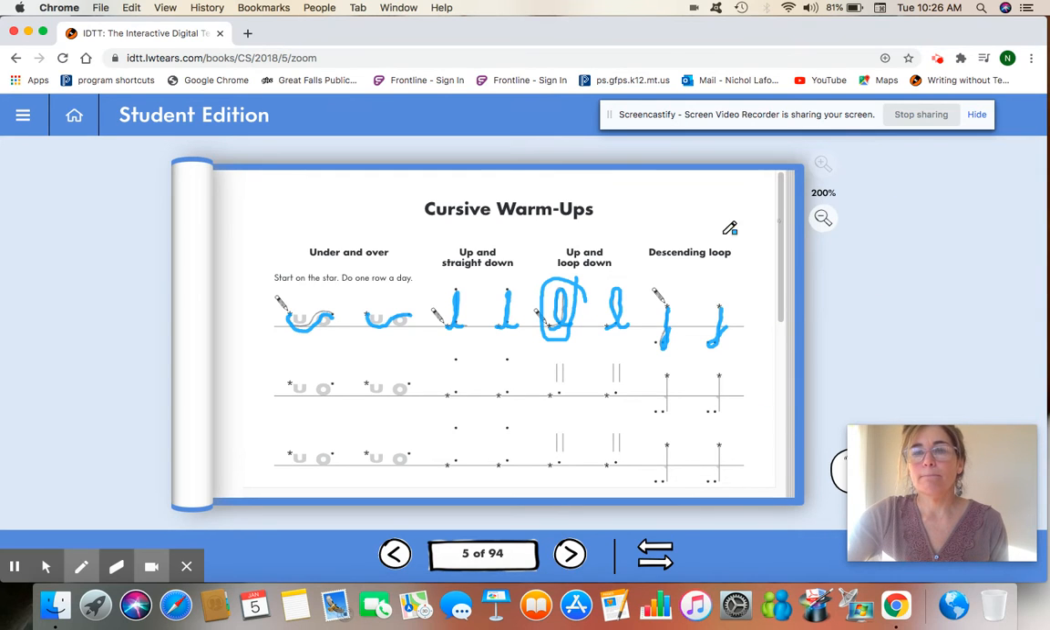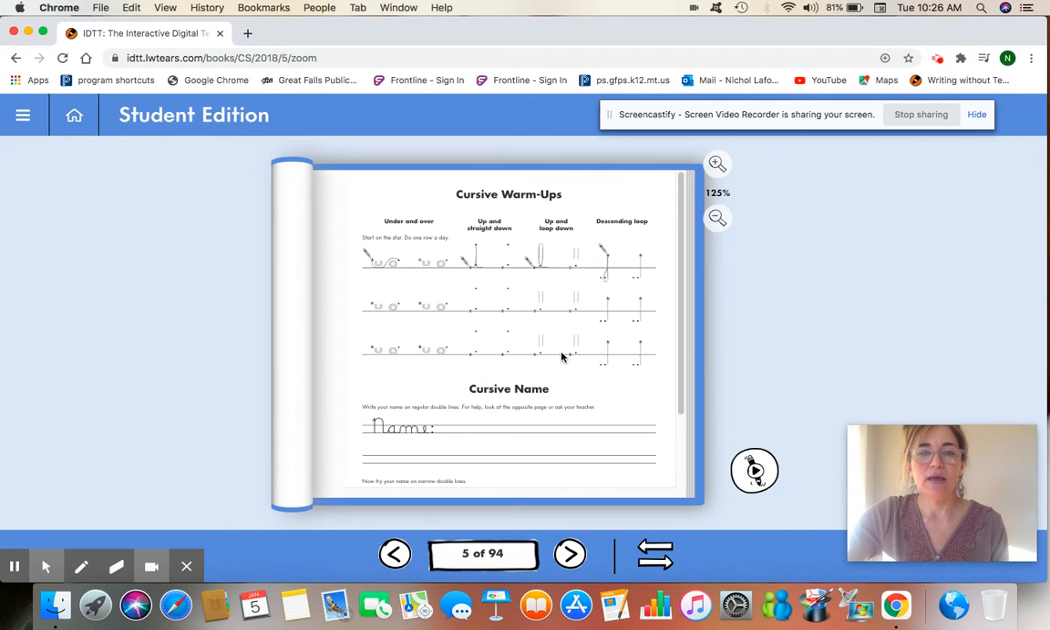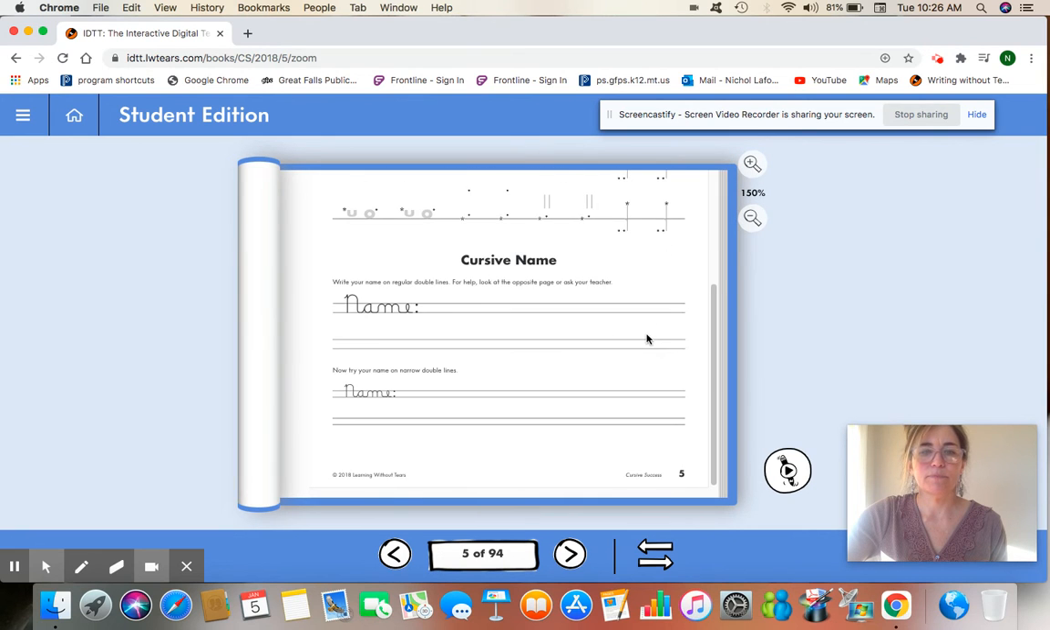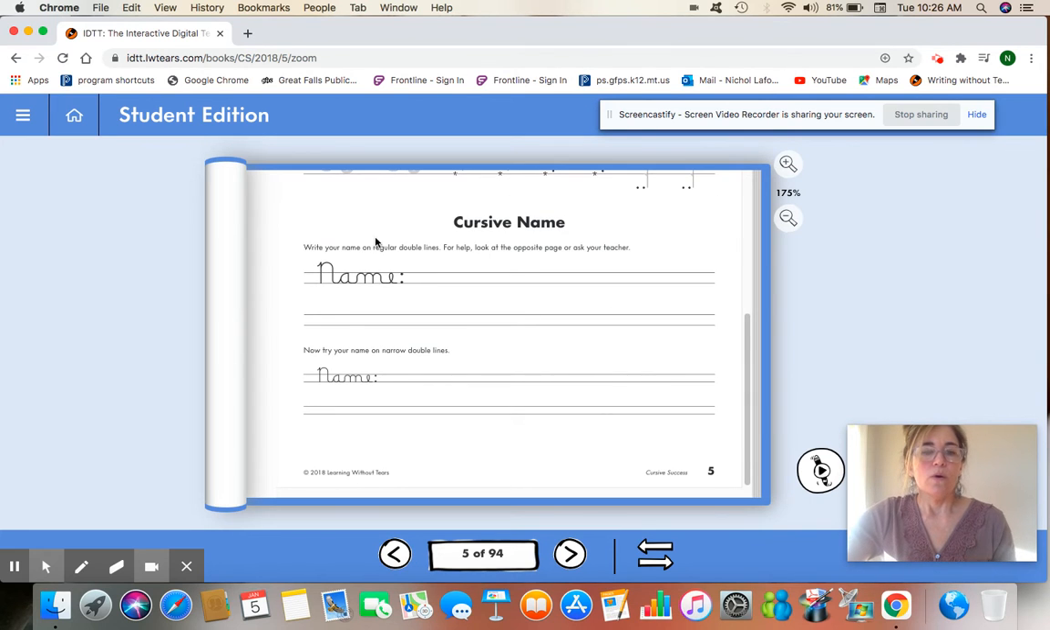Now, just going to zoom out for a moment here, and I'm going to go down to cursive name. All right. One great thing about this handwriting book is it gives us plenty of room to write our name. We're going to practice one time today.